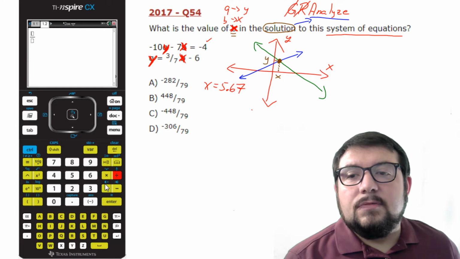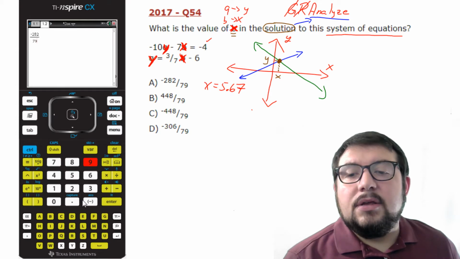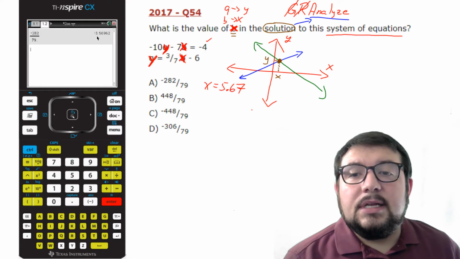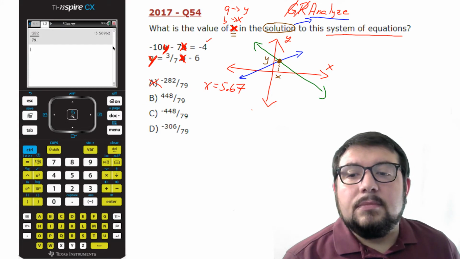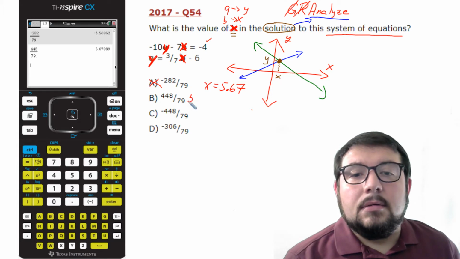So the first fraction was negative 282 divided by 79. Now on the TI, you can put a decimal at the bottom, and that tells the calculator, okay, I want a decimal answer. So this says negative 3.56, so that's out. Okay, now I'm going to try the next one. Control Divide. 448 divided by 79. Put a point and press enter. 5.67089.